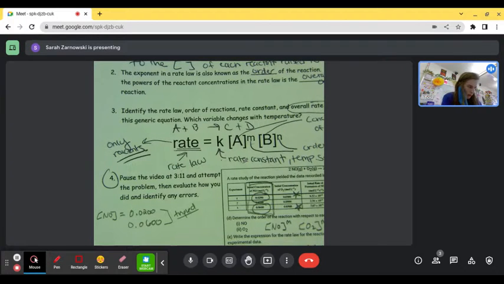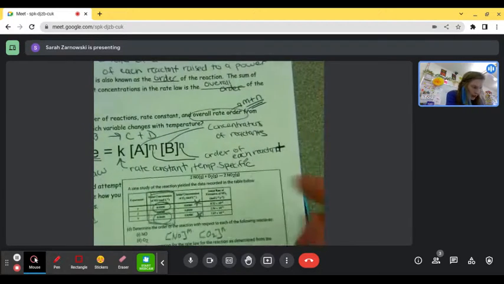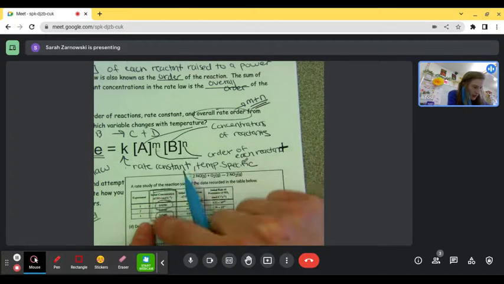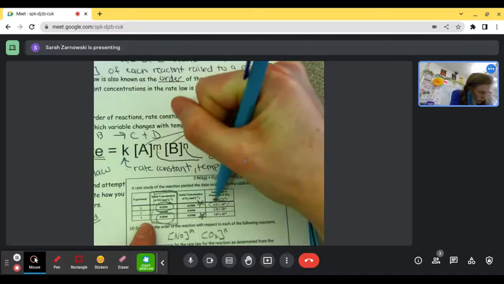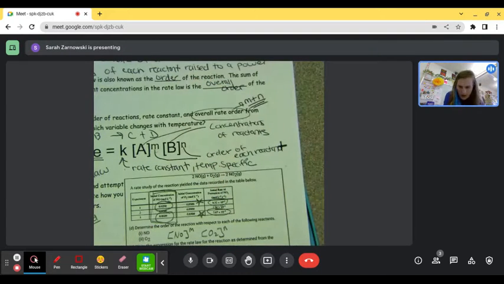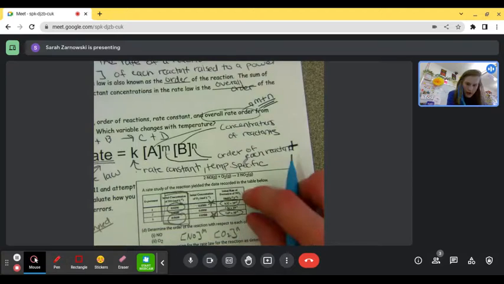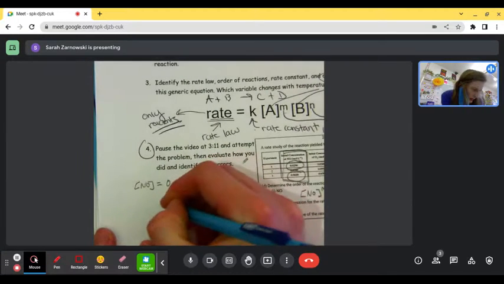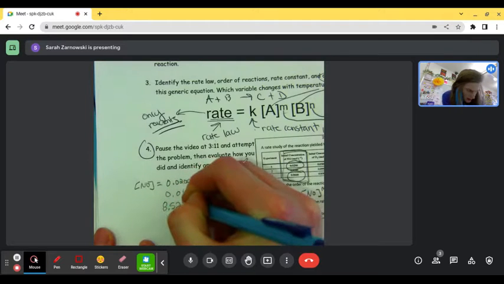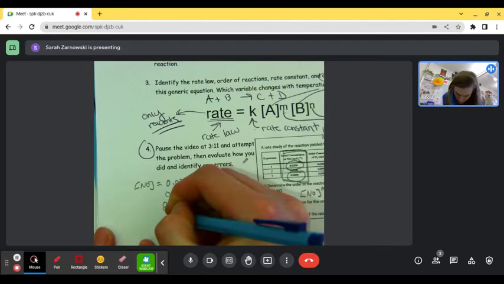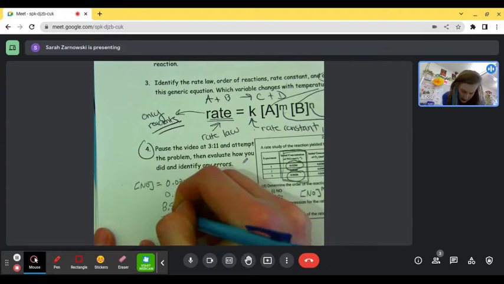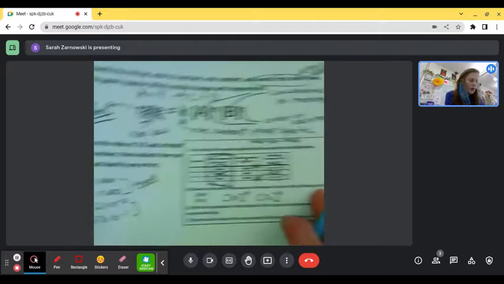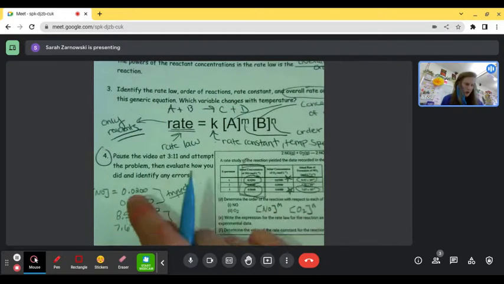Then I have to look at the rate. So for NO, the rates are all over here. I have to look for 1 and 2, or 1 and 3 again, right? So I'm picking the same row. I know it's kind of hard to see, so I'm going to write them out. I'm looking at these two rates and how they affect each other. So for the rates, it goes from 8.52 times 10 to the negative 2 to 7.67 times 10 to the negative 1.